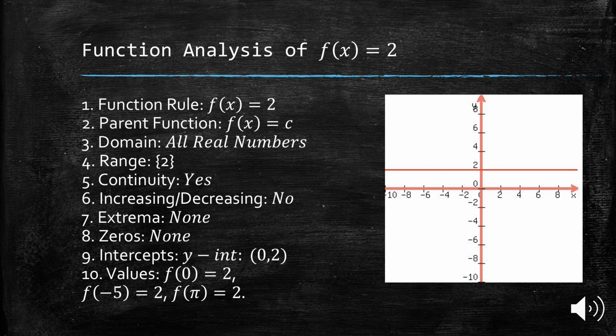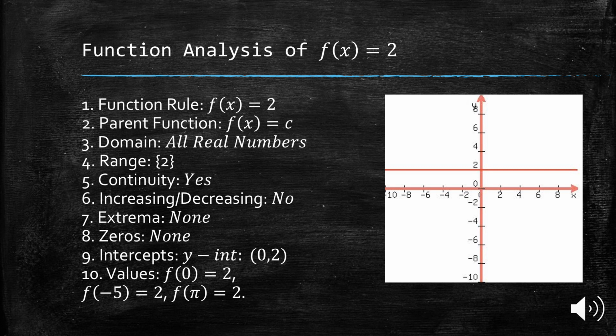Is it continuous? You bet it is. There's no holes or anything stopping it. It's not increasing or decreasing ever. It has no maximum and minimums. It's just flat. It has no zeros. It never crosses the x-axis, but it does have a y-intercept. The y-intercept is, as you might expect, at (0, 2).